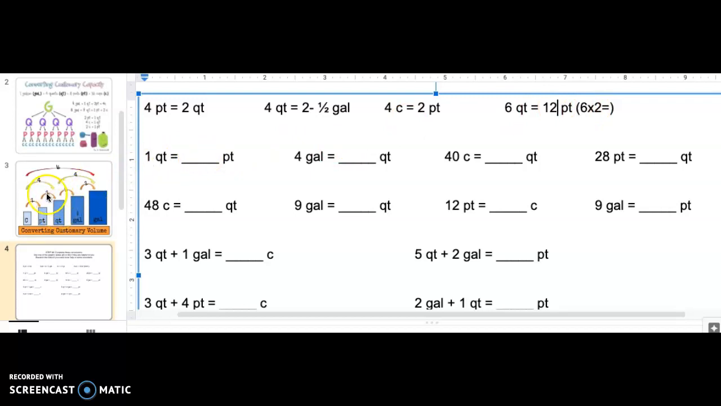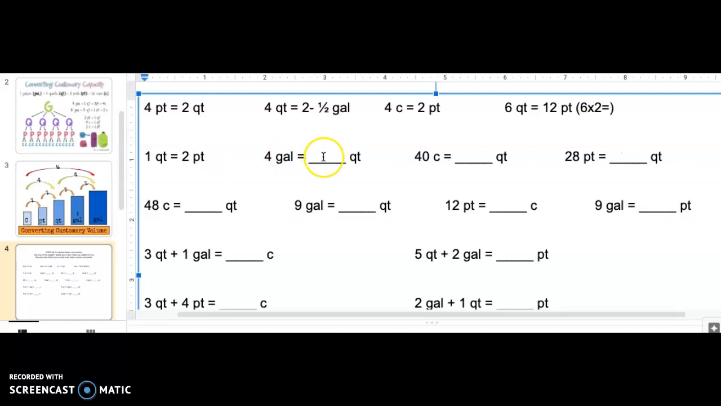1 quart is how many pints? How many pints in a quart? That would be 2. Did you get it? 4 gallons is how many quarts? How many quarts are in 1 gallon? 4 quarts are in 1 gallon. I have 4 gallons, and each gallon has 4 quarts in it. How much would that be? Remember? 16.